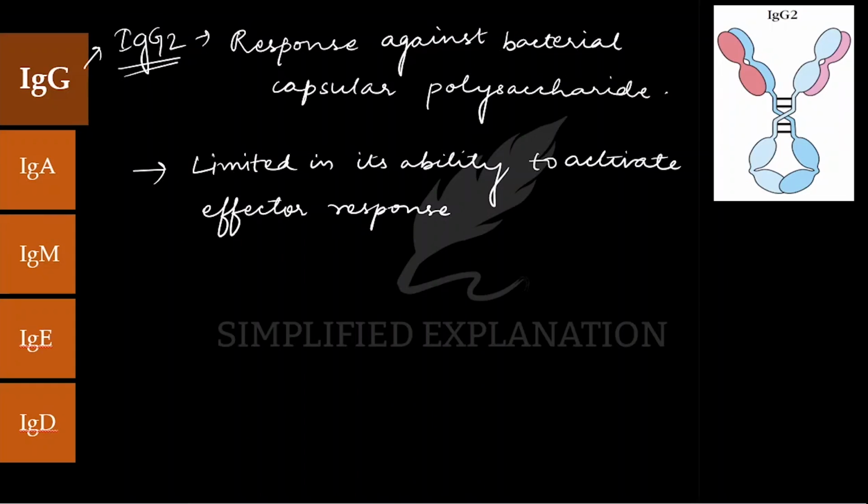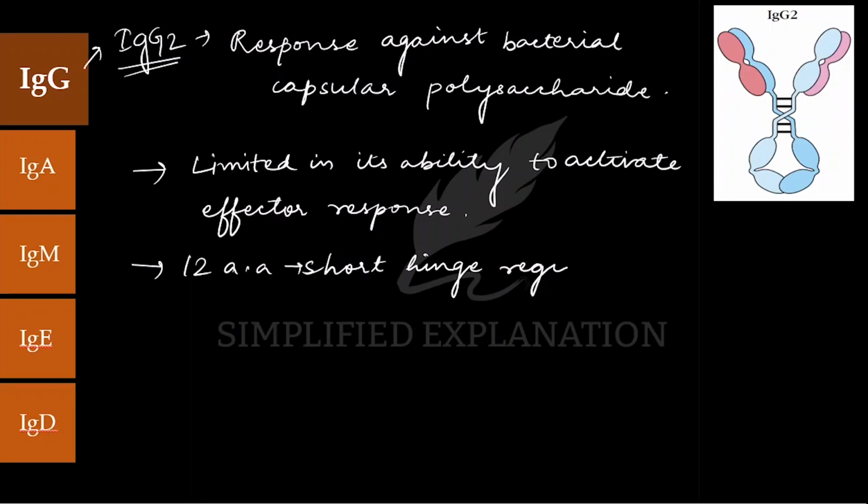Like IgG1, it does not have that much ability to activate any effector mechanism or effector functions. So in the diagram we can see it has a short hinge region, around 12 amino acids. Short hinge region, right?